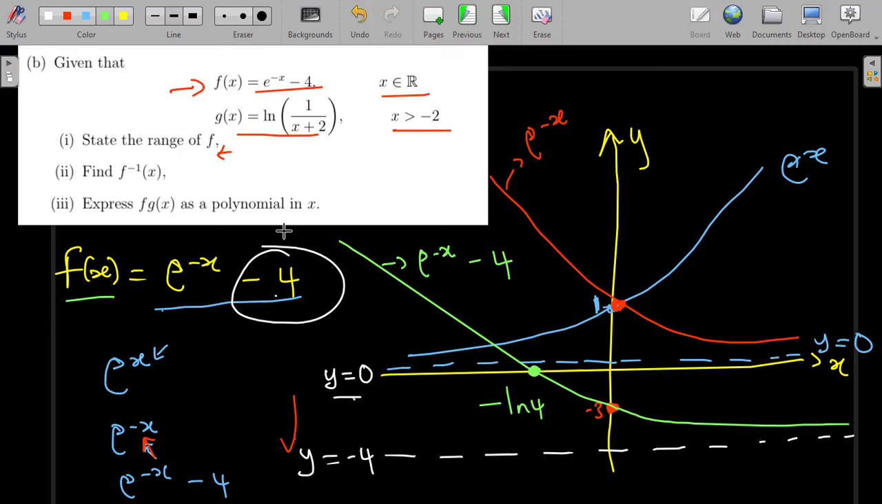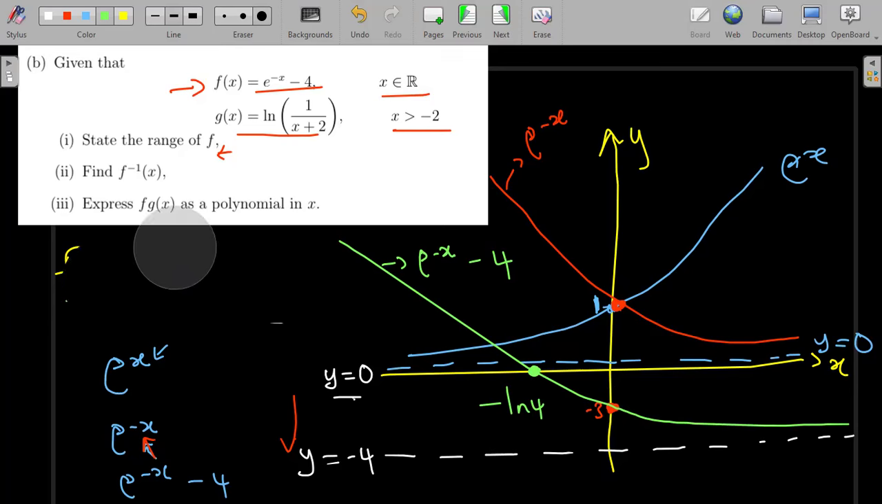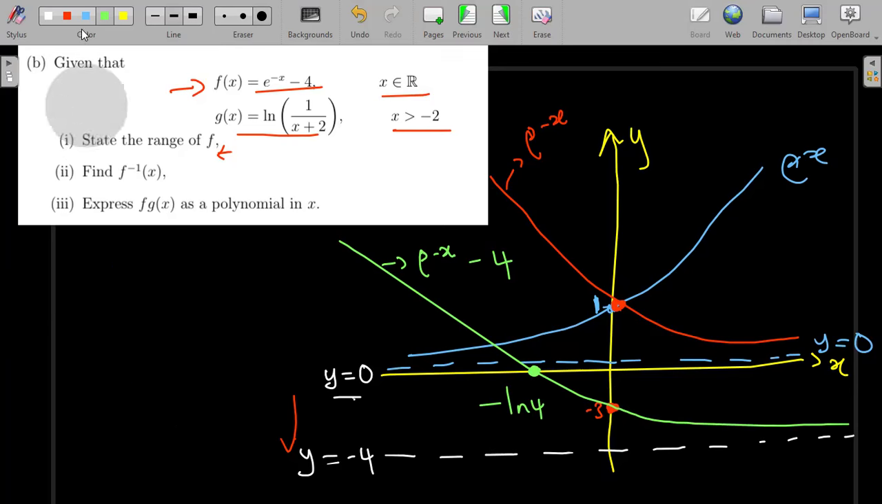Okay, so from this graph, we can easily get the domain and the range. So for the domain, you see that this graph will be coming from minus infinity when you are considering the x direction, and as it rises here, it's also going in this direction. So no wonder they said the domain is all real values.